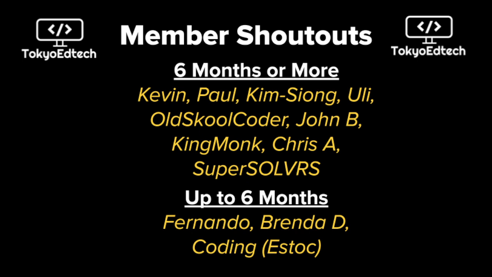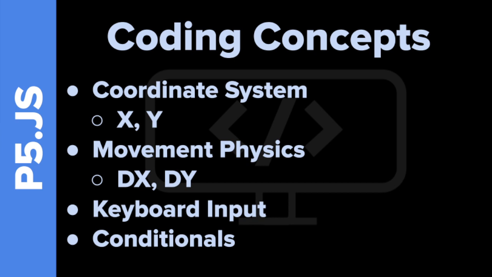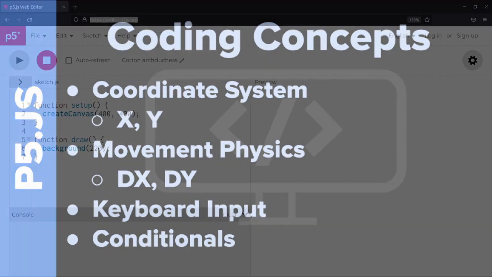I really appreciate it. Today, what we're going to be looking at is moving something on the screen using the keyboard. And so we need to learn a little bit about the coordinate system, which is X and Y. It's a little different probably to what you're used to. We're going to learn a little bit about movement physics, like how things move. And we're going to take a look, of course, at how we read input from the keyboard, move things left, move things right. What do we do when a key is pressed? And also, of course, this is going to require some use of conditionals, which are if statements. So let's go ahead and get started.